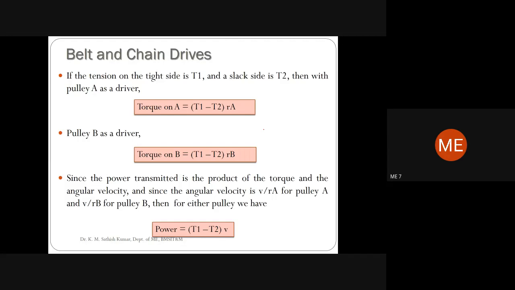The torque on A is T1 minus T2 into the radius of pulley A, and if pulley B is going to be the driver, then the torque on pulley B is going to be T1 minus T2 into the radius of pulley B. Then the power you are going to consider is T1 minus T2 into V.